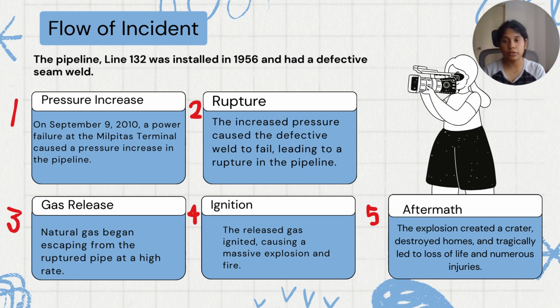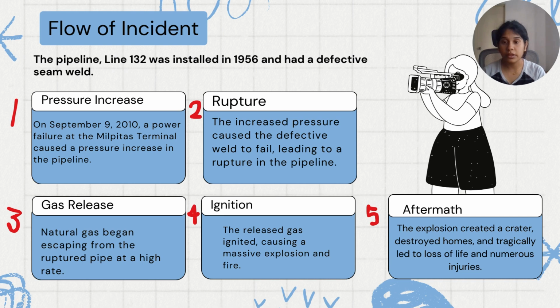On September 9th of 2010, a power failure at the Milpitas terminal caused a pressure increase in the pipeline. The defective seam weld had incomplete fusion and a partially welded section. These defects reduced the pipe's ability to withstand longitudinal stresses. So, when the pressure increased due to the power failure at the Milpitas terminal, the stresses concentrated at the defective weld. Hence, the weld failed, initiating a rupture that quickly propagated along the length of the pipe.